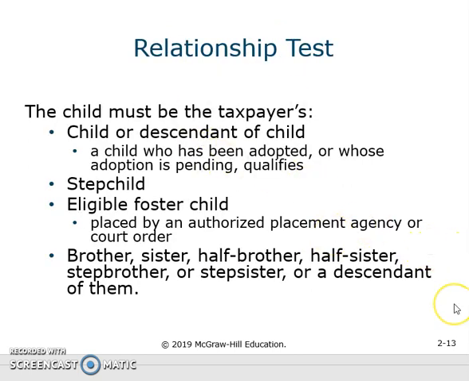The child must be the taxpayer's child or descendant of a child, so grandchild, and a child that is being adopted or whose adoption is pending would qualify. A stepchild, an eligible foster child, a brother, sister, half-brother, half-sister, stepbrother, stepsister, or descendants of those individuals also qualify.